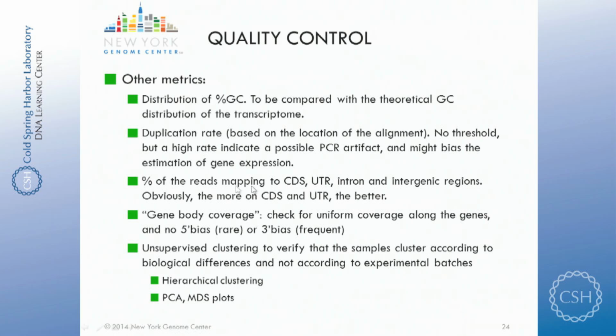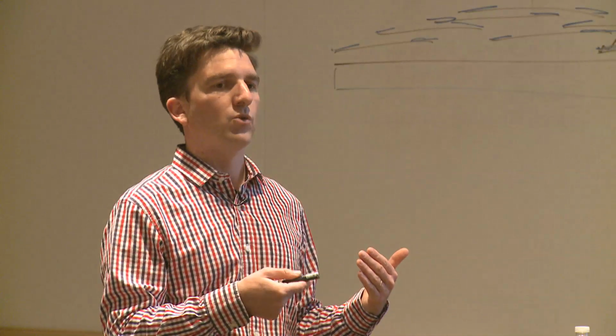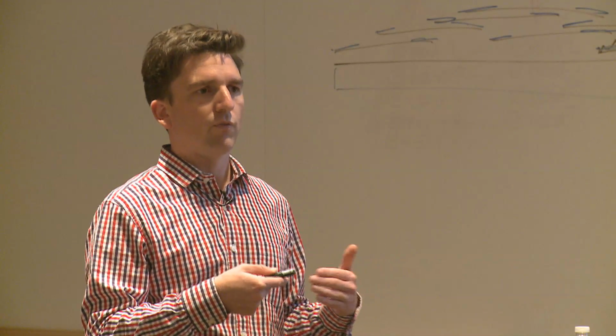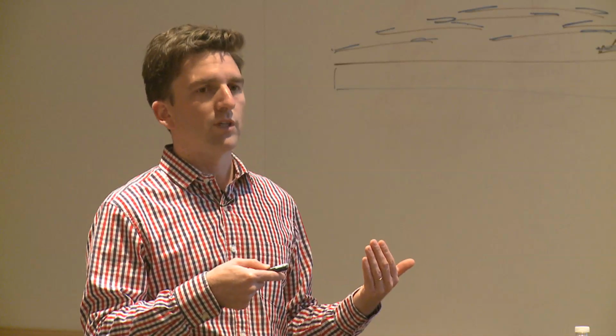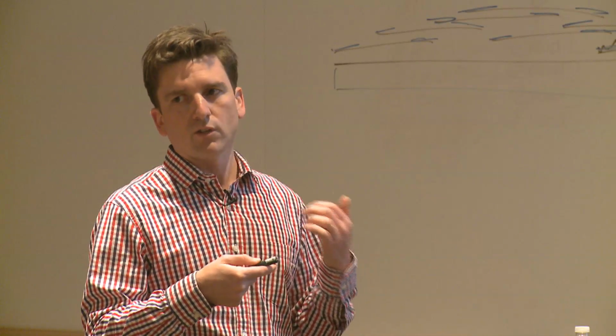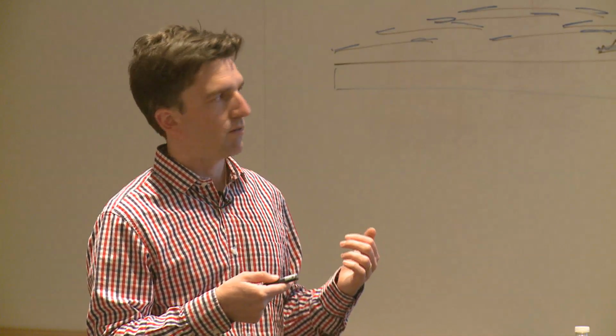Percentage of the reads that map to the coding sequence, the UTR, the introns, and the intergenic region. If you do poly-A selection, you expect to have mRNA. You expect most of your reads to map to coding sequence and UTR, and few of them to map to introns, and even fewer to map to intergenic regions. That's if you have a well annotated genome. If it's not as good, you might have real coding sequences that are considered as intergenic or intronic regions, right?